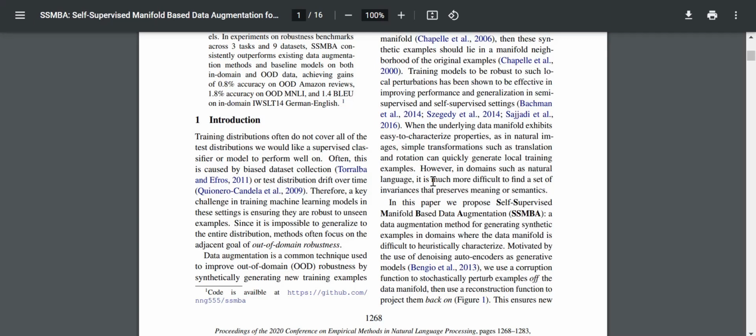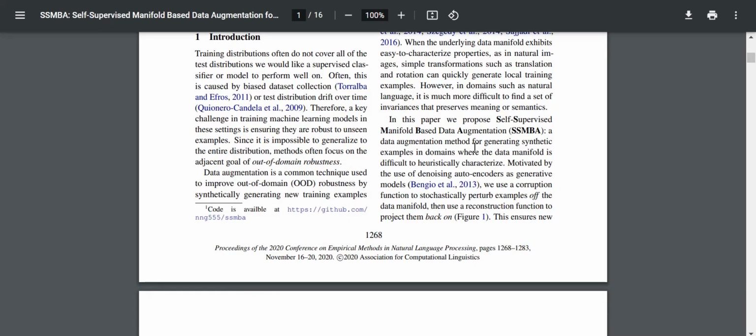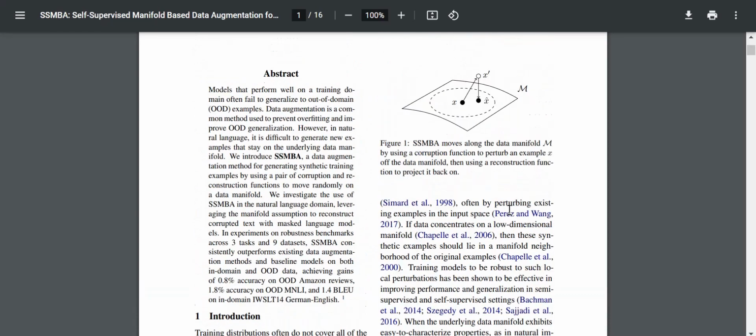However, in domains such as natural language, it is much more difficult to find a set of invariances that preserves meaning or semantics. So in this paper, we propose self-supervised manifold-based data augmentation (SSMBA), a data augmentation method for generating synthetic examples in domains where the data manifold is difficult to heuristically characterize. Motivated by the use of denoising autoencoders as generative models, we use a corruption function to stochastically perturb examples off the data manifold, then use a reconstruction function to project them back on.